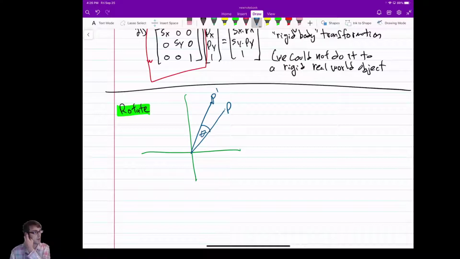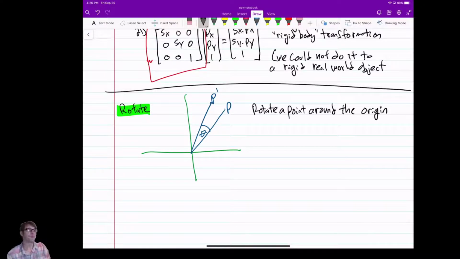Okay? So we want to rotate a point around the origin. Now, I'm not going to get into the derivation of this. It's actually quite cool if you're interested. You can look it up and see how they derived this, but I'll just give you the formula. And again, this might look familiar from your other assignment.